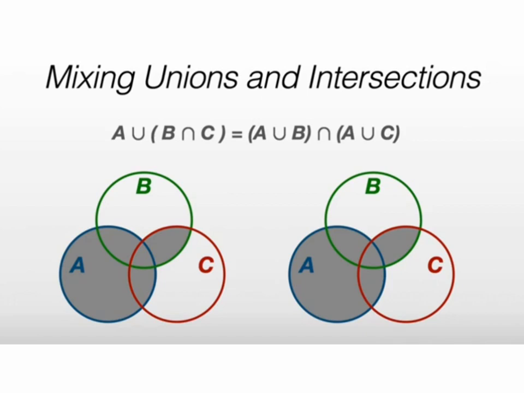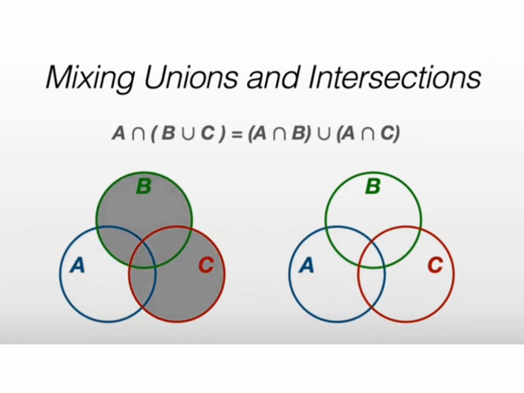But how do you remember which order the union and intersection signs come in? Luckily, you don't need to. This is because the identity works if we exchange the unions for intersections and the intersections for unions. Here, the intersection of A with the union of B and C is the same as the union of A intersect B with A intersect C.